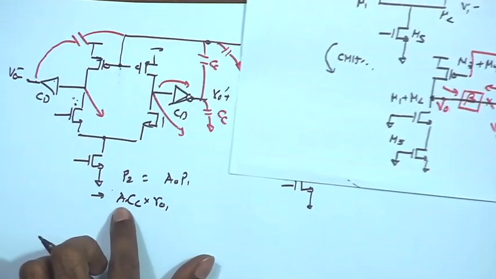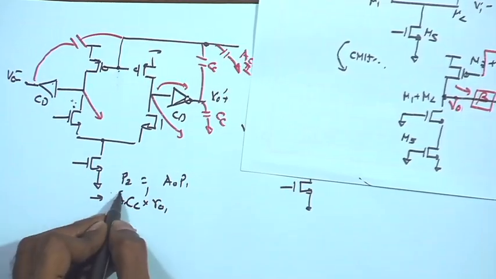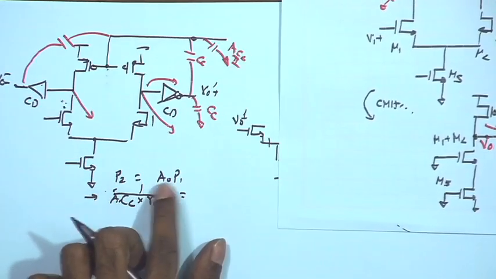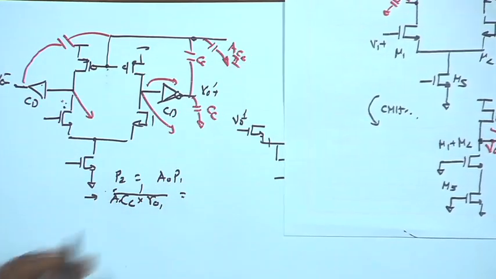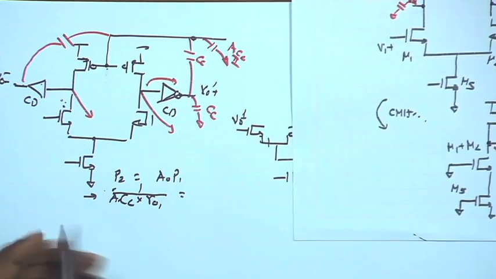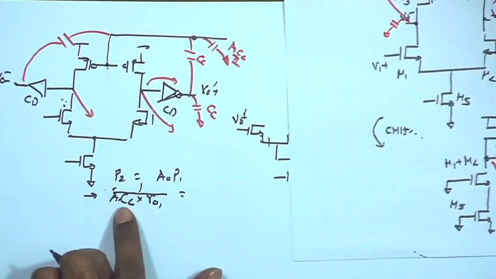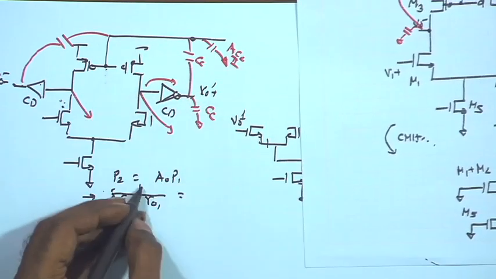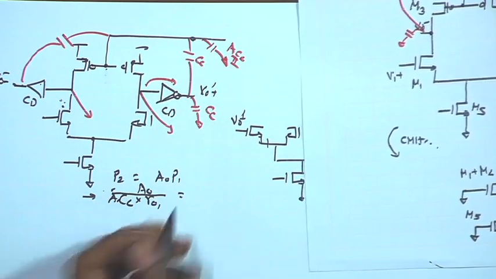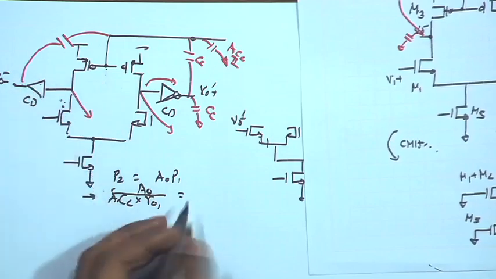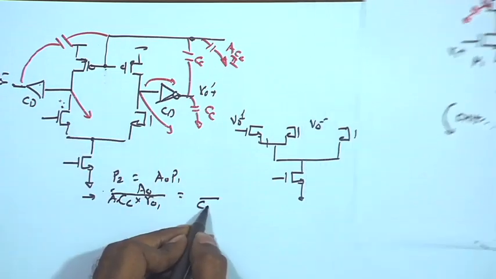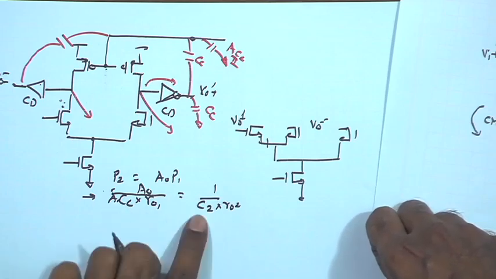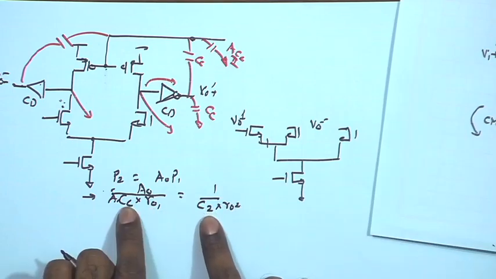So, I need to make sure that 1 upon A times Cc times RO1 is going to be equal to A naught times P1. Or in other words, I want to make the dominant pole P1, and A naught times that should be equal to P2, which is the total capacitance at the second pole, that is C2 times RO2. So, in this case the C2 and Cc are decoupled. So, I can control C2 and Cc separately.